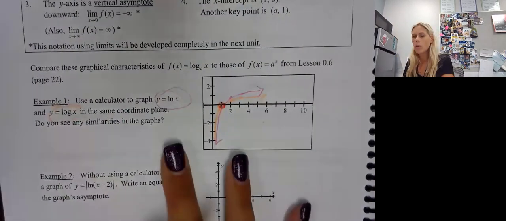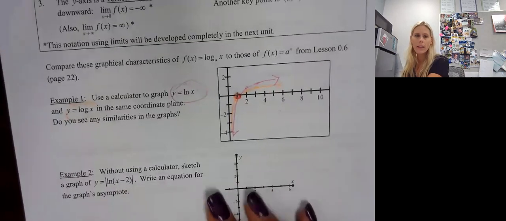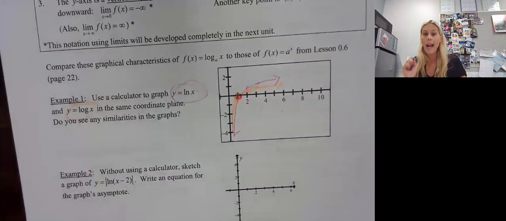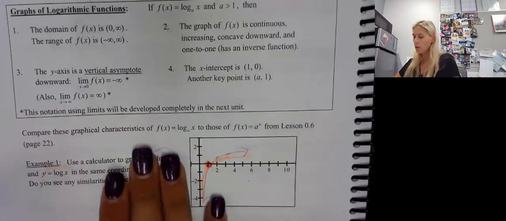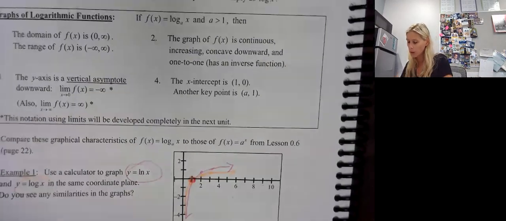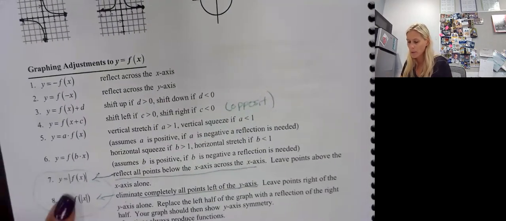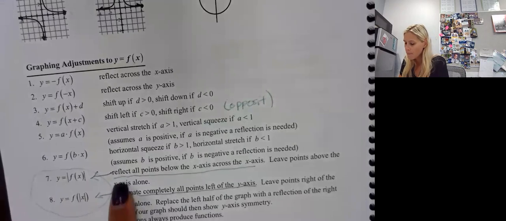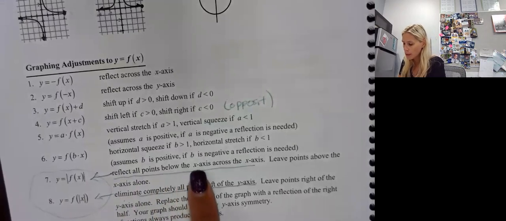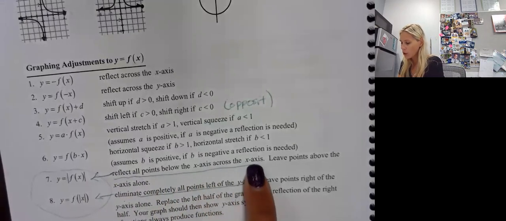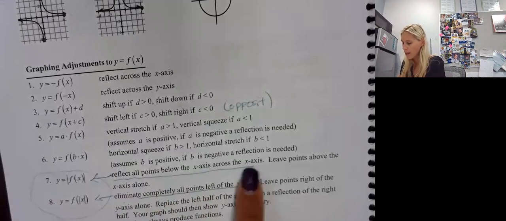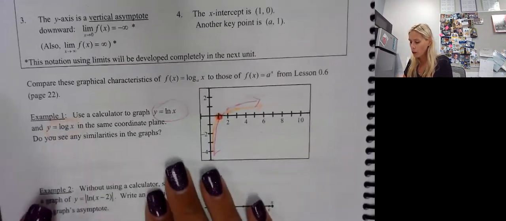Now, without using a calculator, sketch the graph of the absolute value of log of x minus 2. Now let's remember what the absolute value does. If you go back to your page, because you guys are going to have to keep doing this until you memorize it. Remember, the absolute value is on the outside, so it reflects all the points below the x-axis across the x-axis, but leaves anything above alone.